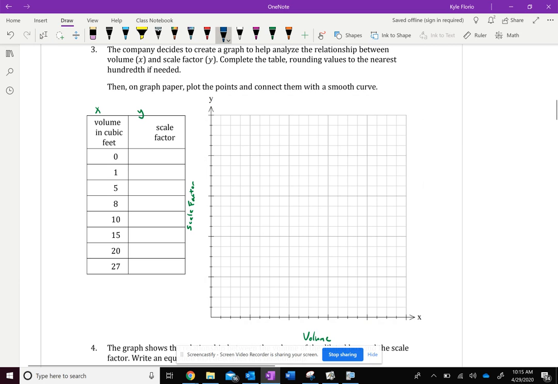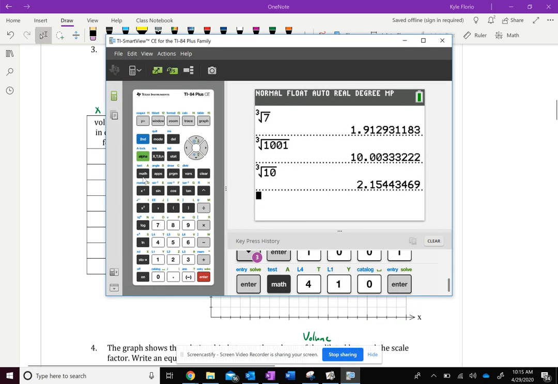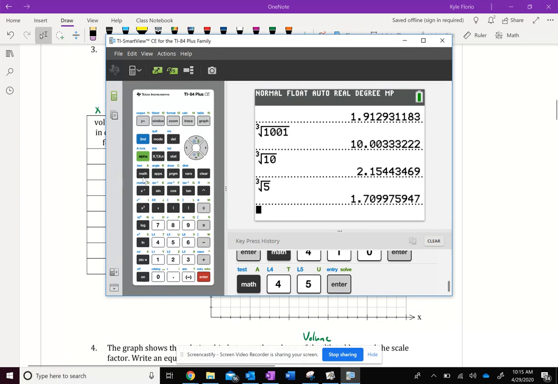All right, so let's see. If my volume is now 0, what was my scale factor? Well, it's going to be whatever the cube root of 0 is, which is 0. If I have a volume of 1, then my scale factor is going to be the cube root of 1, which is 1. If my volume is 5, the scale factor is going to be the cube root of 5. This one's not going to be such a nice number. If we do cube root of 5, let's see what we get. Math, cube root of 5. It looks like it's about 1.71.